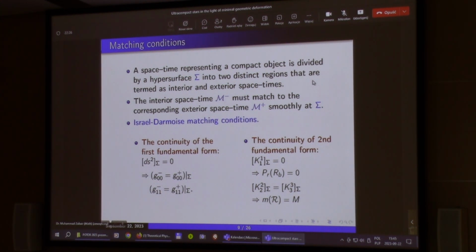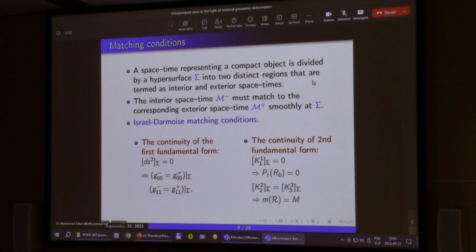Spacetime representing a compact object is divided by a hypersurface. It divides the spacetime into two distinct regions. One is called the interior region, and the other is called the exterior region. We must match both of these regions, and to match them, we opt for the Israel matching conditions.